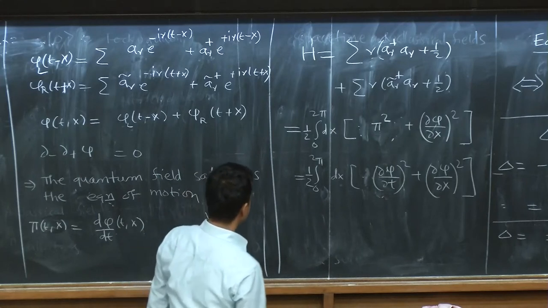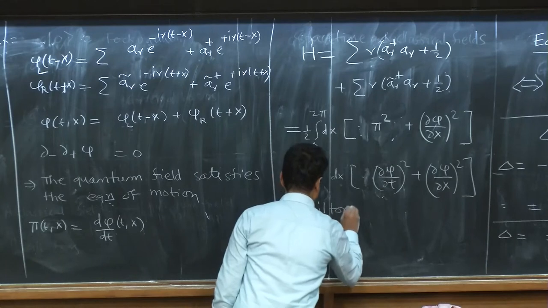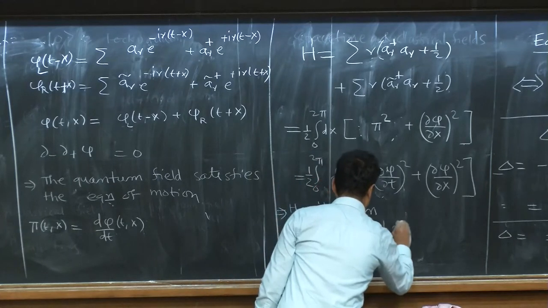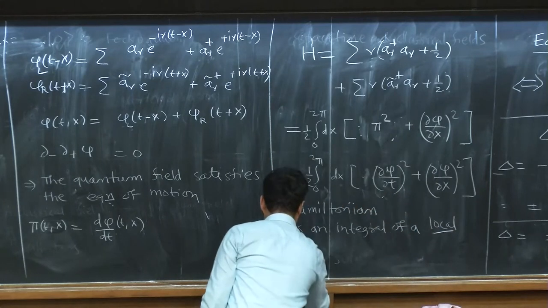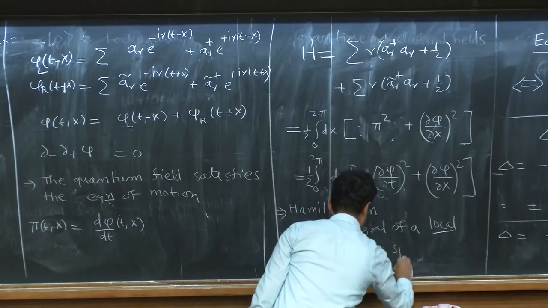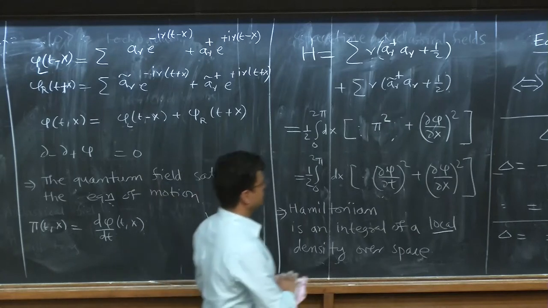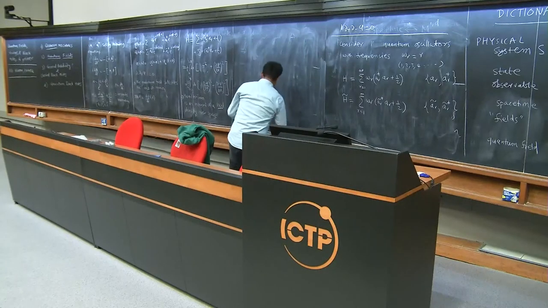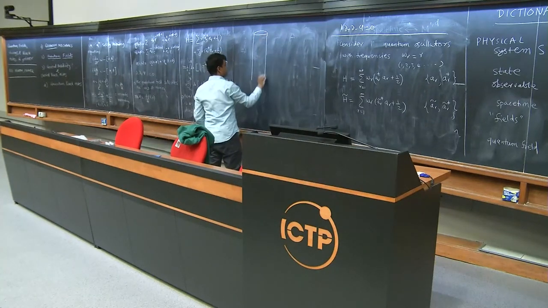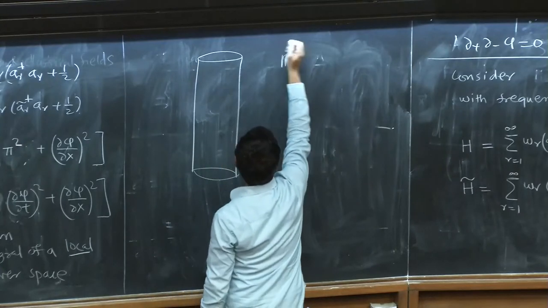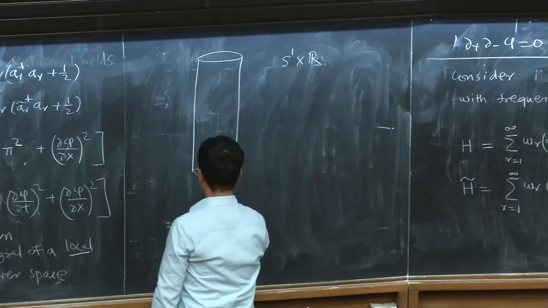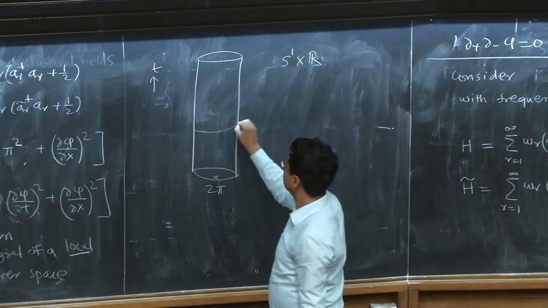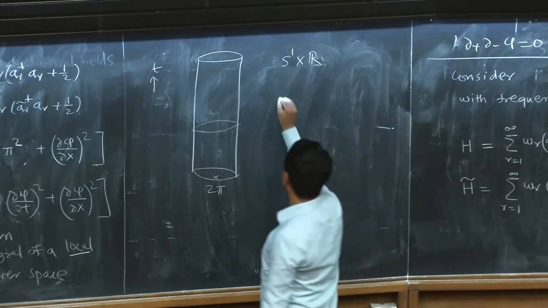Now we come to the important point, that this Hamiltonian is a local density. This implies that the Hamiltonian is an integral of a local density over space. So let me give you some picture about this. Your manifold is now S1 cross R. This is your time coordinate, and your x coordinate is periodic. And you have a field defined on it, which is phi as a function of t and x.